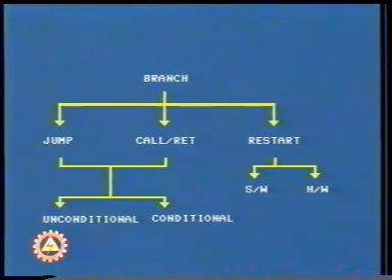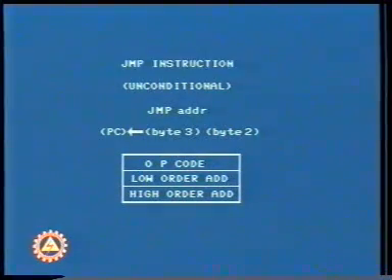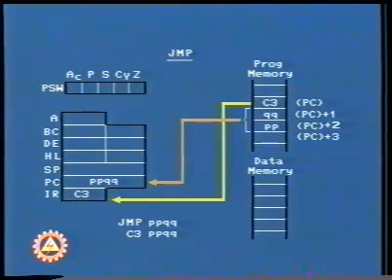Let us study them. When a program sequence encounters a jump instruction, the normal sequence is changed by replacing the contents of program counter with the address specified in the jump instruction. It's a 3-byte instruction. Let us see the jump instruction through a diagram. 3 bytes C3, QQ, PP of jump instruction are stored in consecutive memory locations. C3 is the opcode of jump instruction. On decoding this instruction, the new content of program counter becomes PP, QQ.